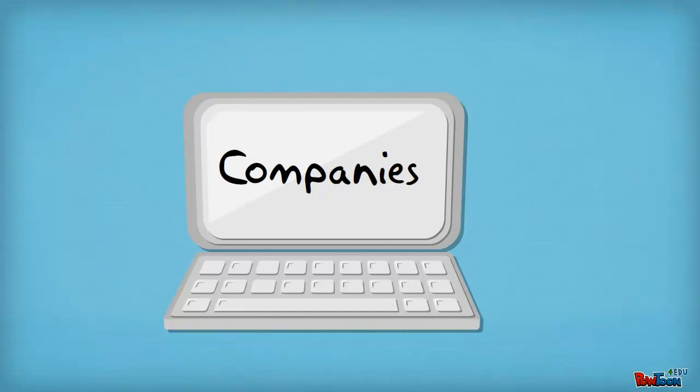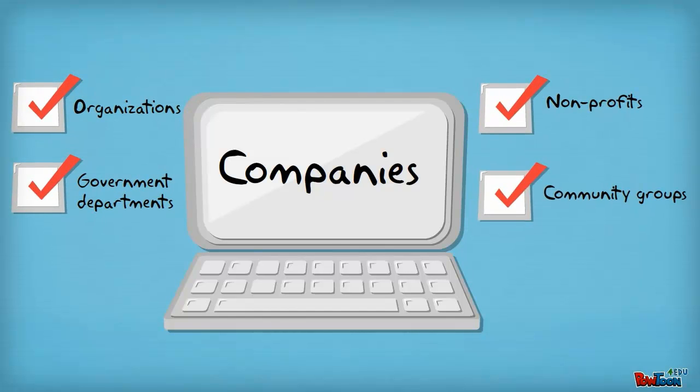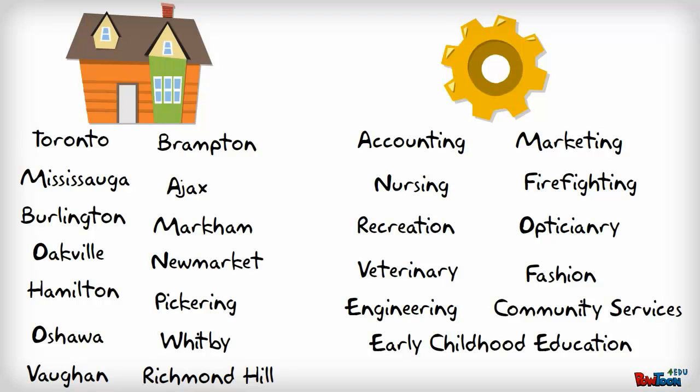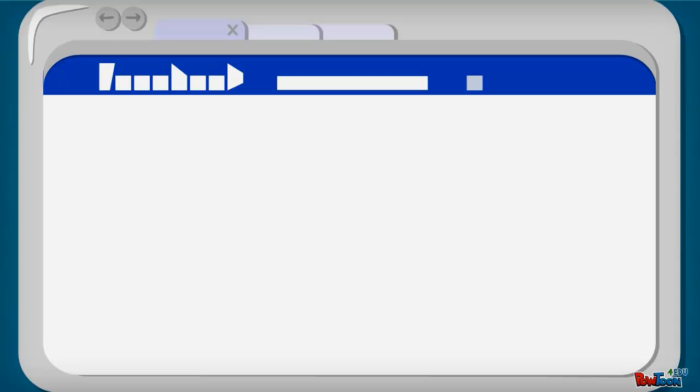We'll start with the Companies tab. Don't let the word companies fool you. Sure, you'll find companies on LinkedIn, but you'll also find organizations, government departments, nonprofits, and community groups. First off, you can search for employers by choosing the location and industry. That will give you a list of potential employers who match your needs.